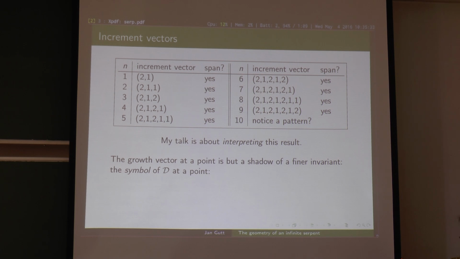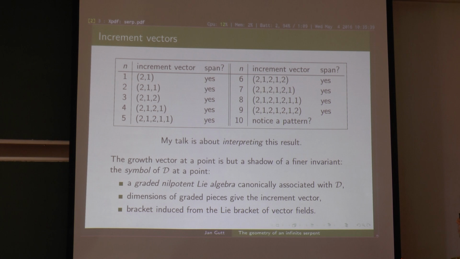So the symbol is also a pointwise invariant. I'm not going to define it because it's a little bit too technical, but I just want to tell you that at every point, this symbol is a graded nilpotent Lie algebra, so it's a Lie algebra. It has much more structure. It is canonically associated with the distribution, but the point is that the dimensions of the graded pieces of this graded Lie algebra give precisely the increment vector.